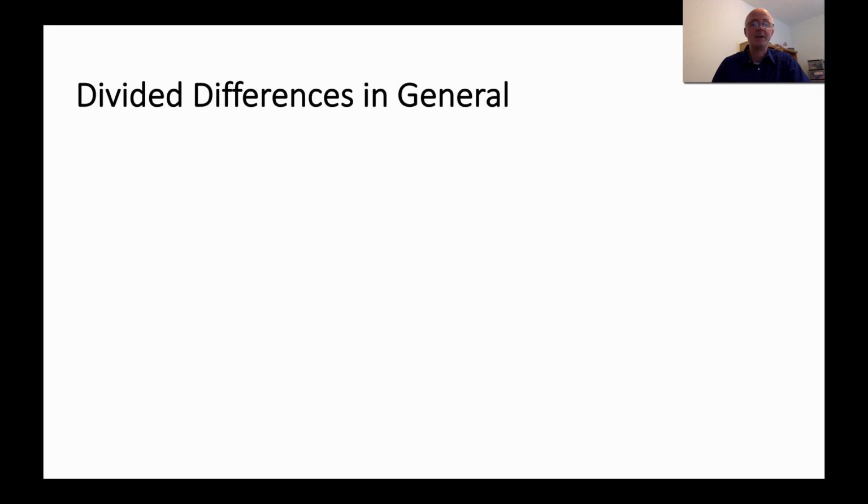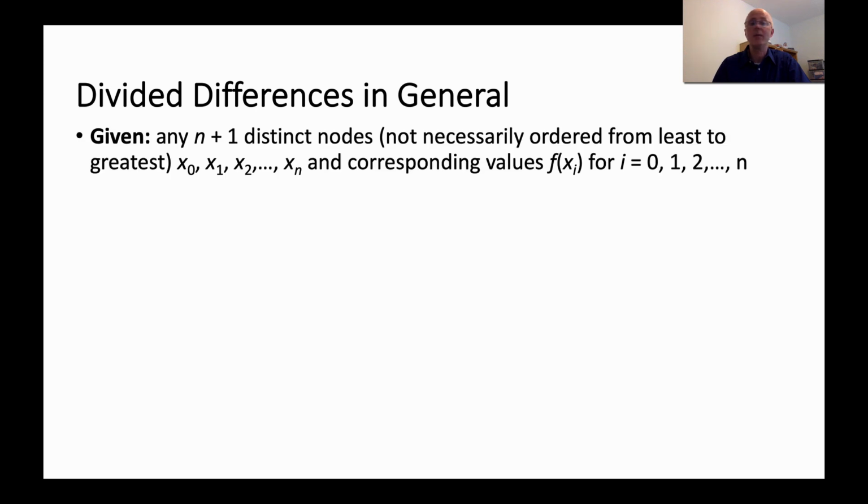All right, let's review divided differences in general. We are given any n+1 distinct nodes, not necessarily labeled from least to greatest. I'm labeling them x0, x1, x2 through xn, and typically you would imagine those as being in order from least to greatest. But they don't have to be with divided differences in general. We look at their corresponding values, f of xi, for i goes from 0 to n. These are n+1 data points about a function. We're trying to interpolate these points exactly and then approximate the function using the interpolation between the different nodes.